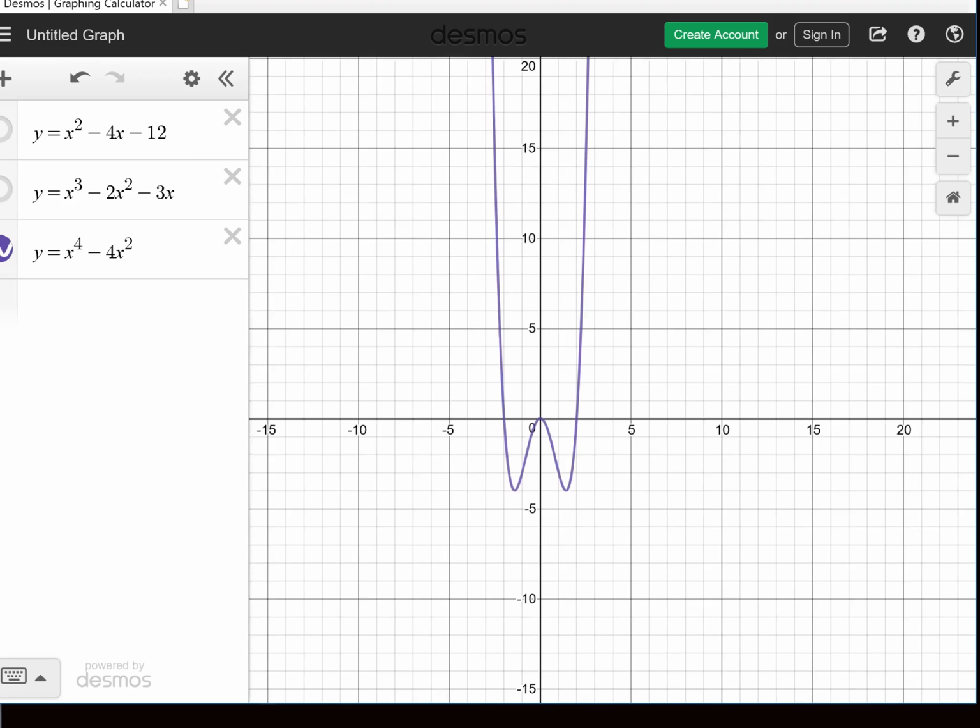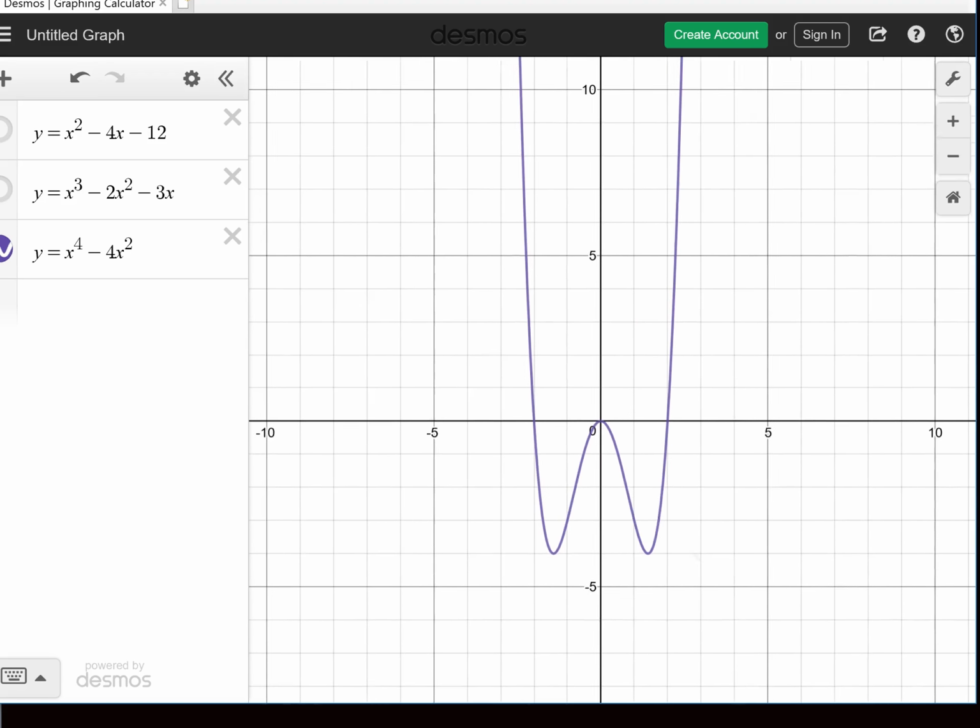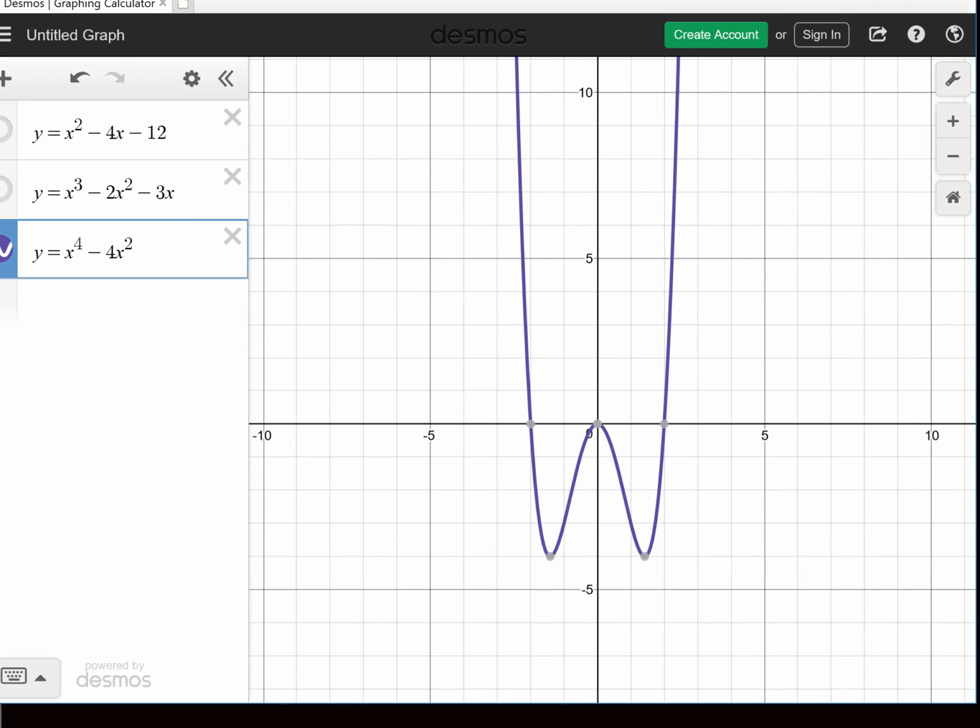Oh yeah, look at that purple. Isn't that pretty? All right, so let's look at what we have. These are the zeros that we thought of. We have the 2, 0, we have 0, 0, and we have negative 2, 0. That's pretty cool. It does go through the y-intercept like we thought.